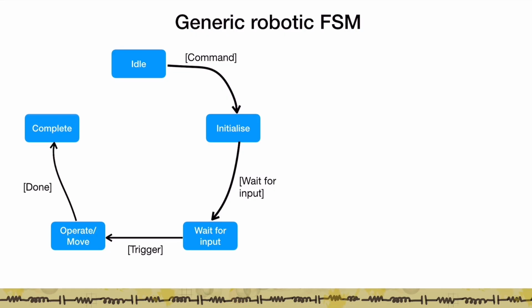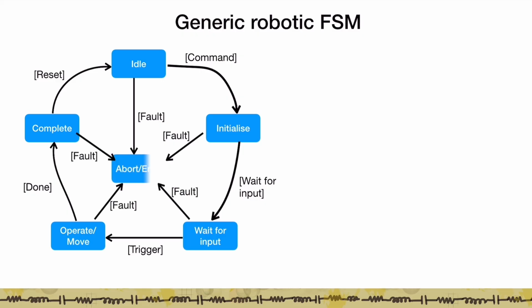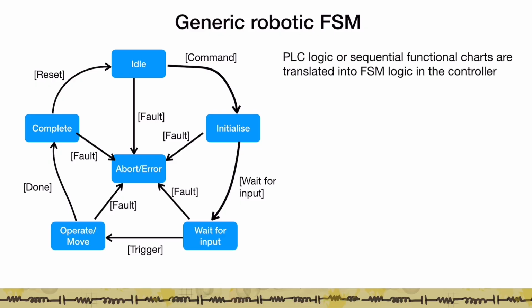And then once that operation is done, you send it into a complete state, and the complete state then goes to reset and goes into the idle state. And for every state you have a fault, and that fault pushes it into an abort and error state, which requires you to go and check what the issue was, right? Again, these typically are implemented as PLC, a very simple way of doing it with low hardware, or using function charts into a controller.